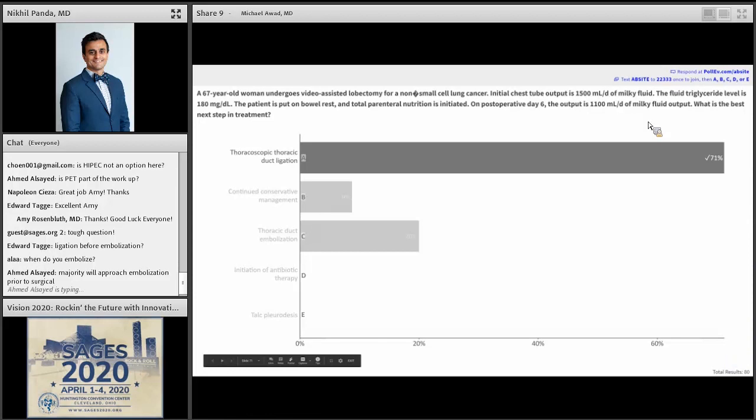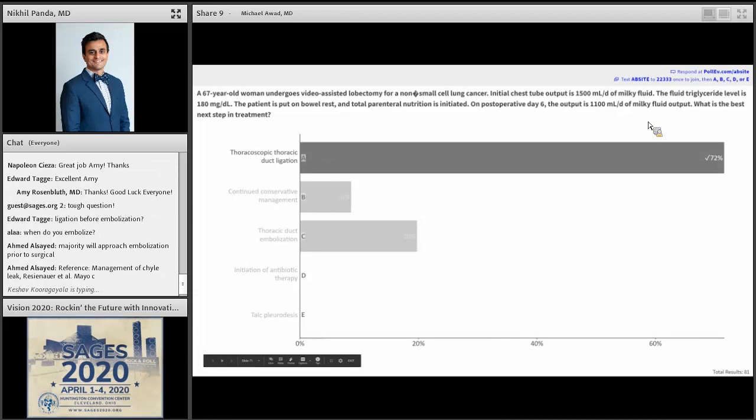But the important thing for this patient is that the patient starts with 1,500 milliliters per day, and despite any effort to control that, the output only goes down to 1,100 milliliters per day. And then we also have to be thinking, well, when is the best time to potentially reoperate? This is a tough question because oftentimes what we see on the wards and what we see done in real practice and what we see on the ABSITE can be different.